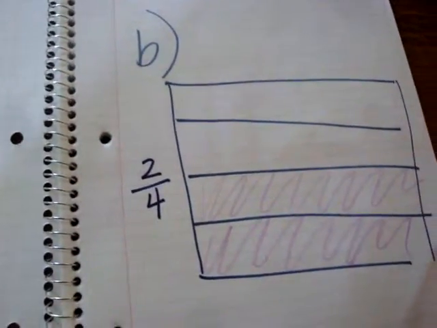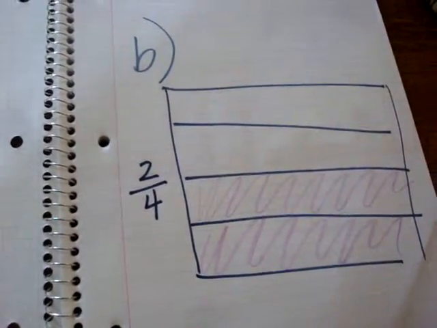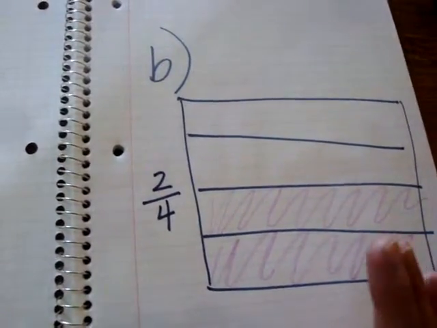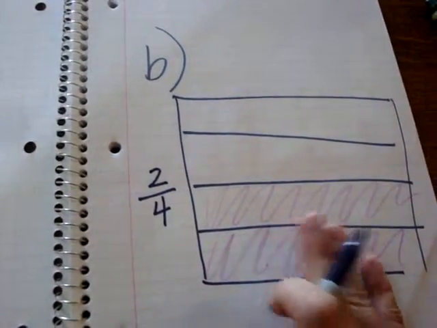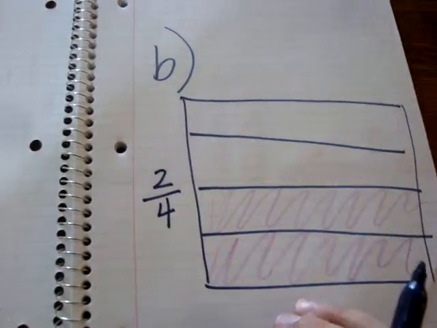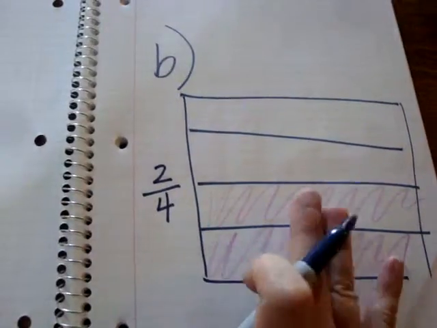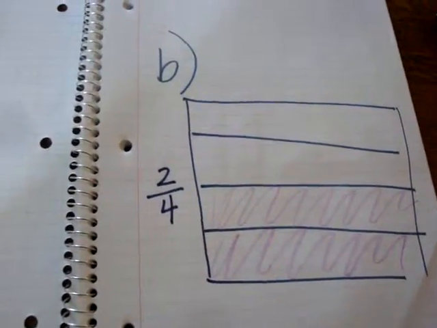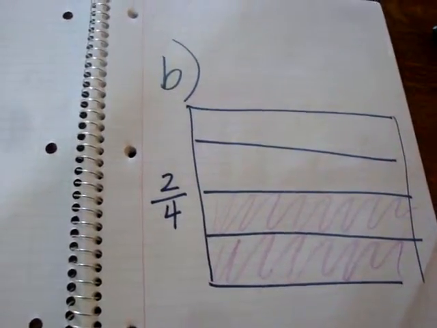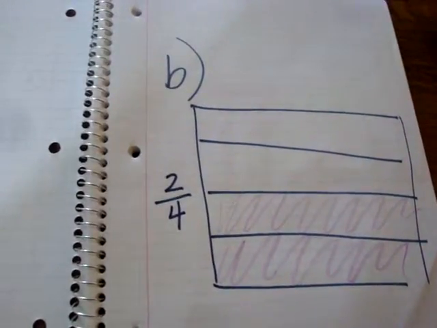Now some people would want to go ahead and reduce this and say, oh, that's 1/2. But actually this rectangular unit shows 2 out of 4, not 1/2. So I would keep it as 2 out of 4, just to show the most accurate representation of this unit rectangle. So that's our rows.